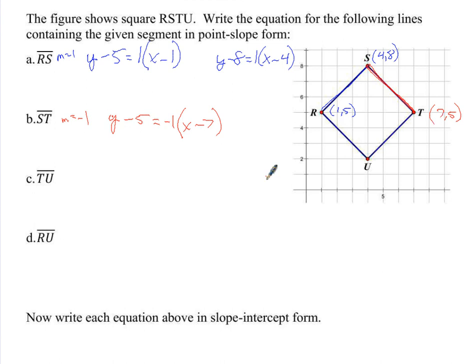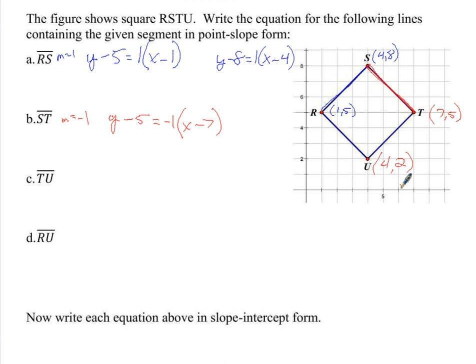Go ahead and do the other two, one for TU and one for RU. Do I need to find the ordered pair for U on this one? I actually don't need to, because all I need is 1, and I already have 1 for this segment right here. What about when I try to find this one? Do I need to find U for that one? I don't need to, because I already have that ordered pair right there. But let's do it anyway. What is the ordered pair for U? So it's x coordinate first, 4 comma 2.